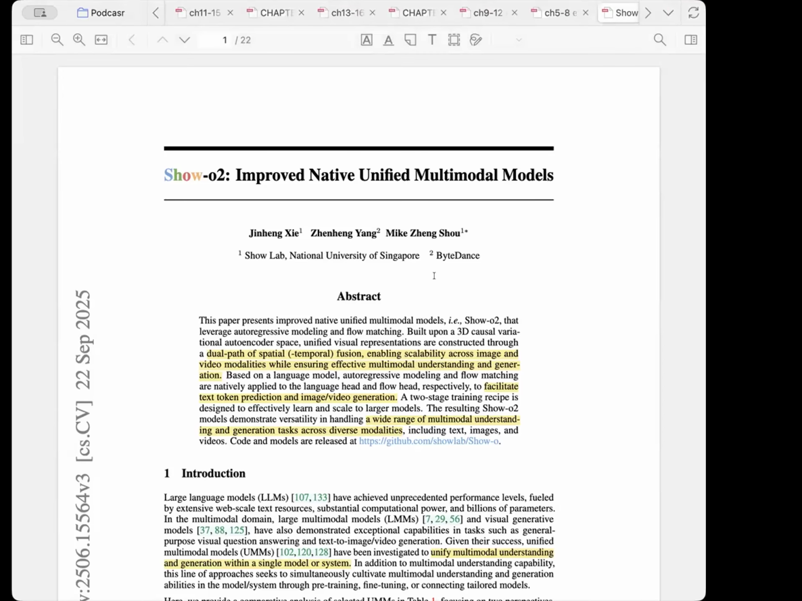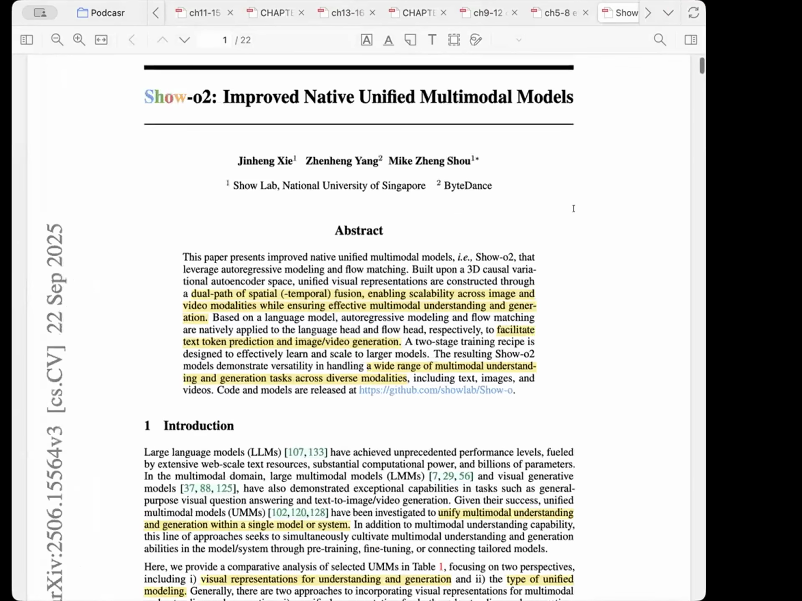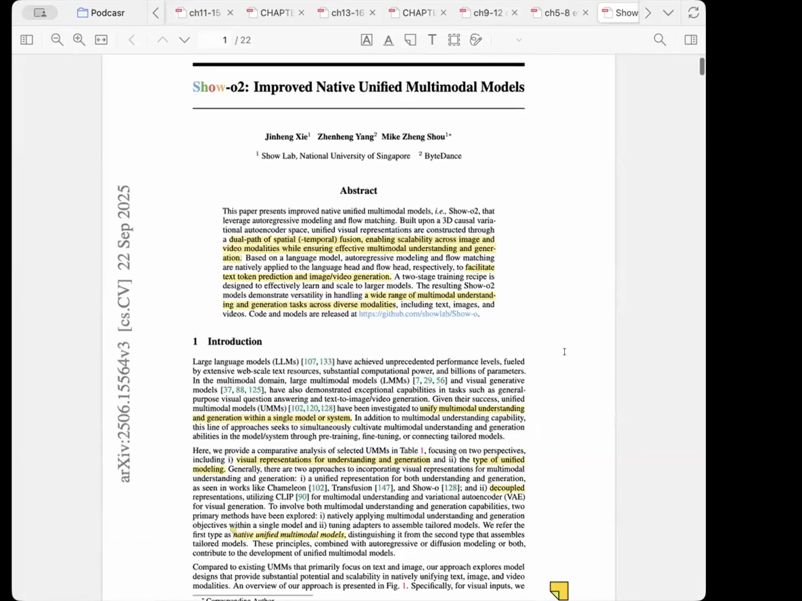Thank you for sharing. The reason why I selected this paper is because I'm quite interested in this year's NeurIPS, and I found Show-O2 in the NeurIPS paper list. I'm interested in native unified multimodal models, so unifying things together is something interesting to me. So I picked this paper. Okay, shall I get started?